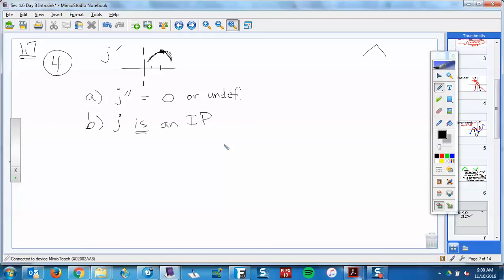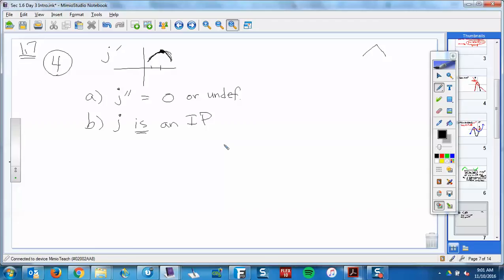So if it says, what does this imply about J, and you said at that point it switched from concave up to concave down, that'd be okay. Because it doesn't say to name that it's an inflection point necessarily. It just says, what does it imply about J? And that's true. J is changing from concave up to concave down. That would be okay. All right.